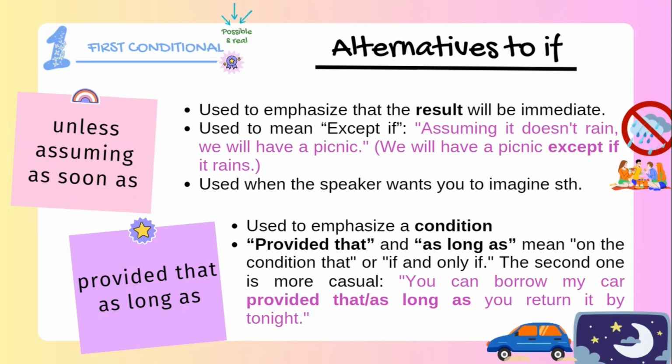In addition to that, these three words are used when the speaker wants you to imagine something. Contrastingly, we have the other two, provided that and as long as. They're used to emphasize a condition, and they mean on the condition that, or if and only if. However, as long as is more casual. Here we have the example. You can borrow my car provided that, or as long as you return it by tonight, which means that the person can borrow the car only if they return it by night.